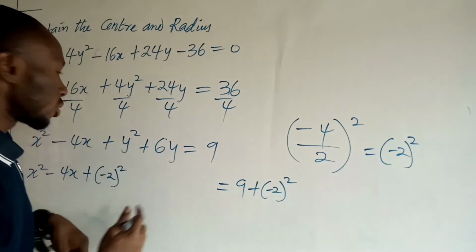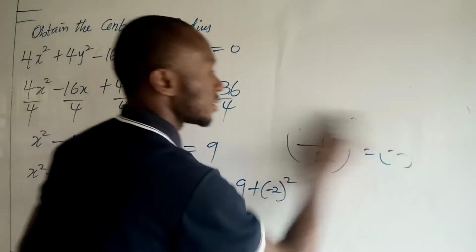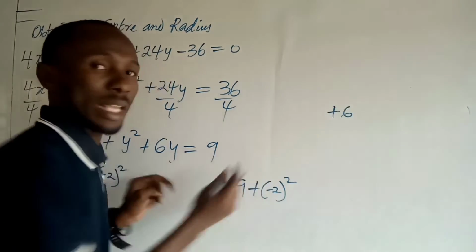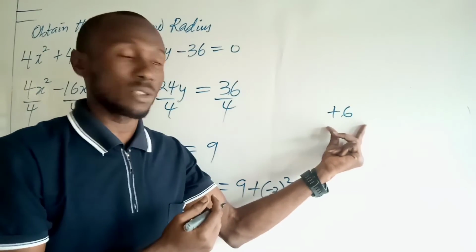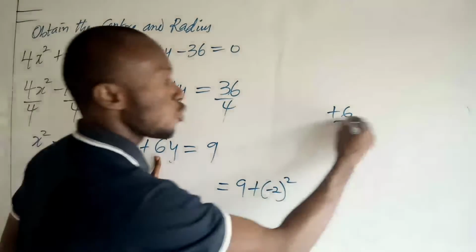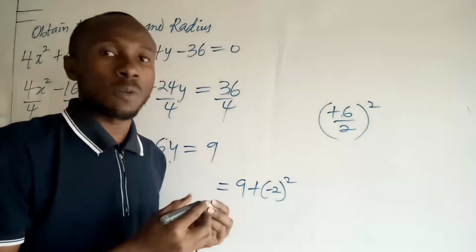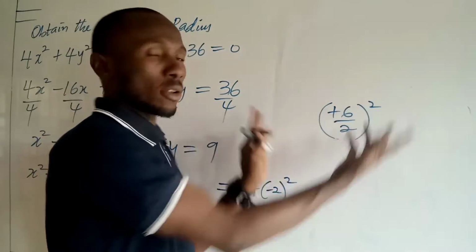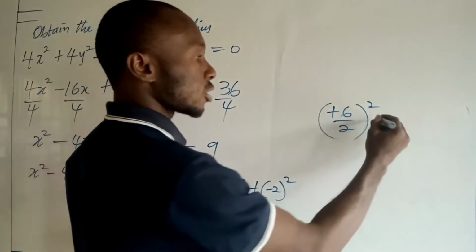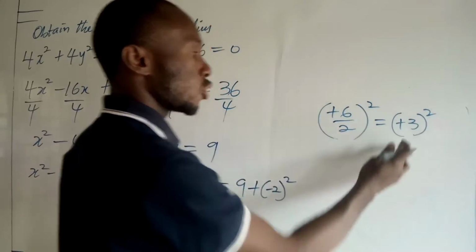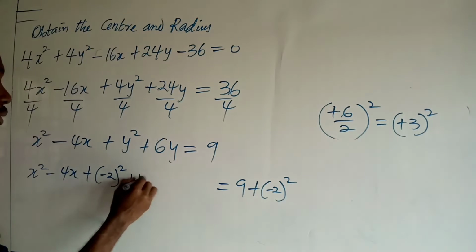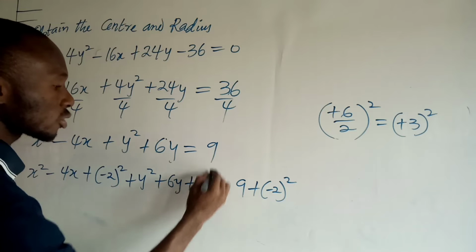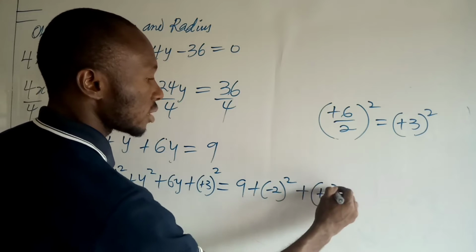So let us do it for the y. Now for the y, I'll pick the coefficient of y, which is positive 6. Please take it together with the sign, there's a need for it. I'll divide this by 2 and I'll square it. That's the process of completing the square. You pick the coefficient of x or y, then you divide it by 2 and you square it. That's the law. So this is going to become plus 3 squared. You add it to both sides of the equation. So I have plus y squared plus 6y plus 3 squared.